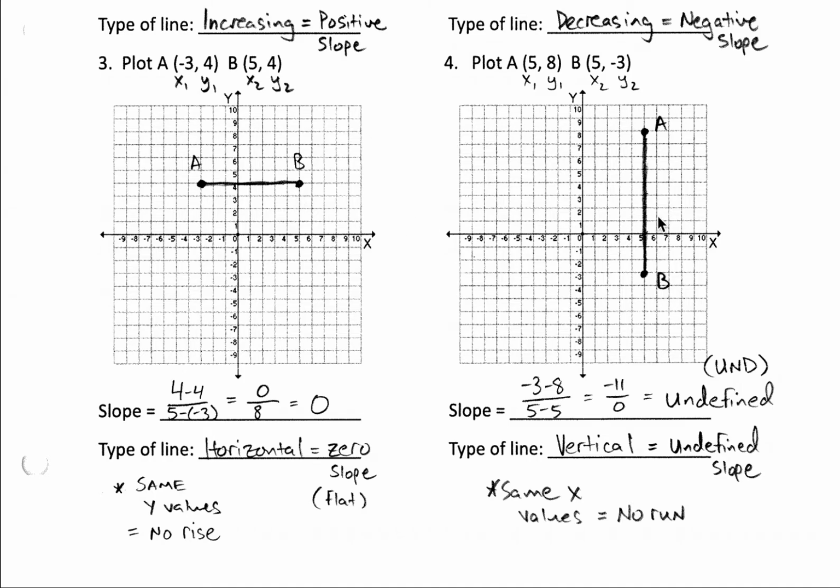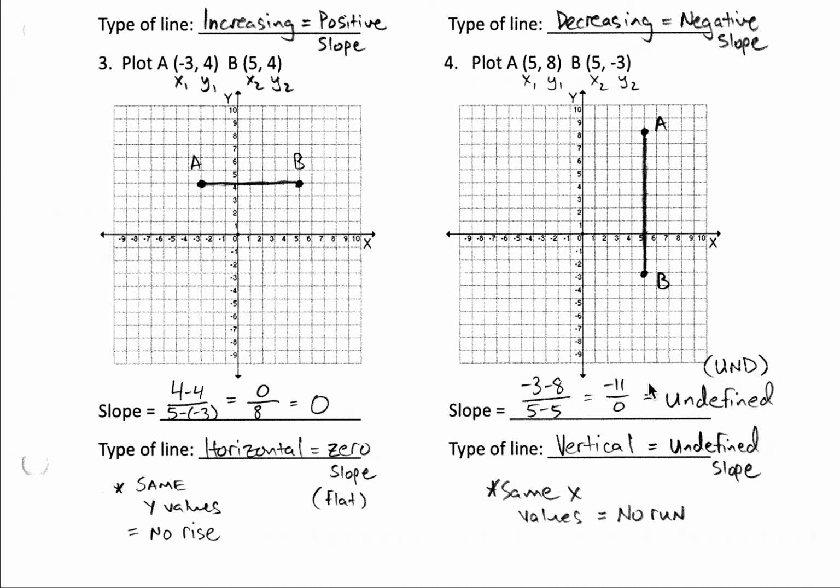Our last example here, last special case. When we plot these 2 points, notice that we have what's called a vertical line, just straight up and down. Vertical lines don't have any run or any horizontal change, so they can't have a slope. So what we say is that vertical lines have an undefined slope.